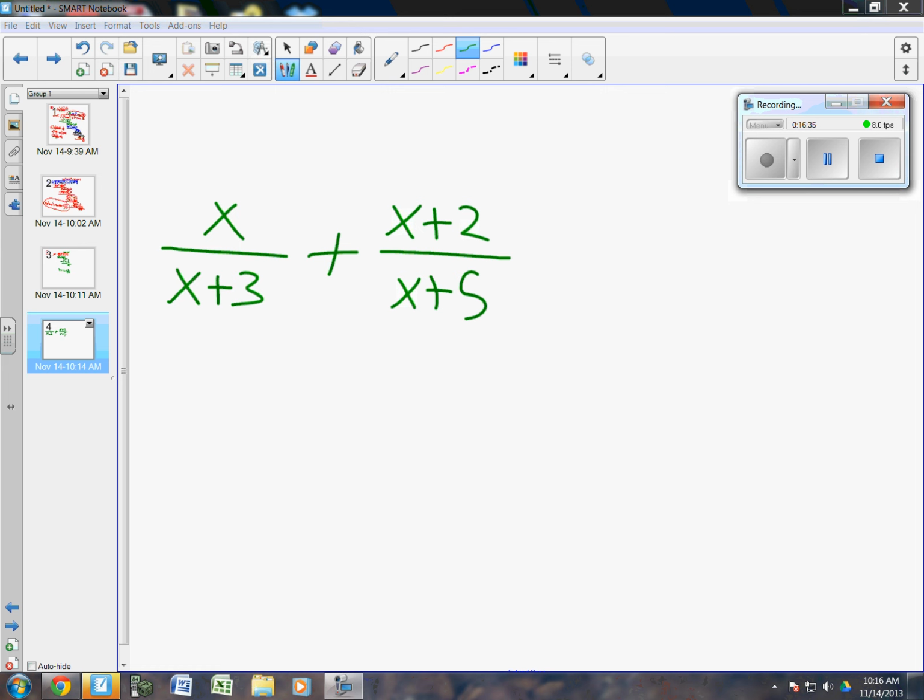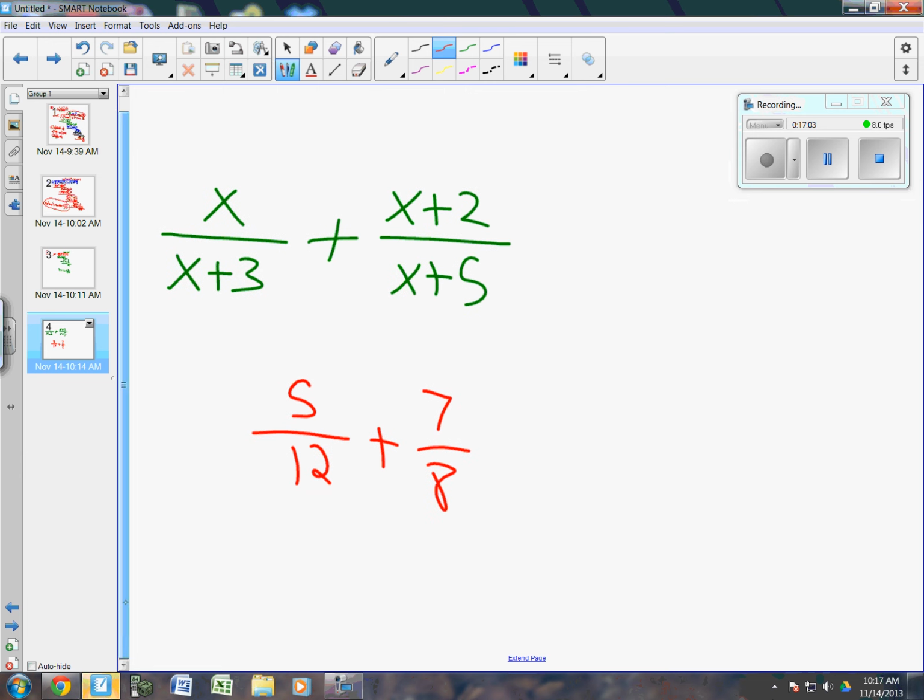Now, I want to go back and review a little bit about adding fractions. Let's say we have something like 5 over 12 plus 7 over 8. Let's say we want to add those together. Now, what is it we have to do to add two fractions together? Okay, we have to have a common denominator. So we could find a common denominator by multiplying 12 times 8, right? And that's what's going to happen a lot with rational expressions, but we want to find the least common denominator, which would be 24. 24 is the smallest number that 12 and 8 will both divide into, right?